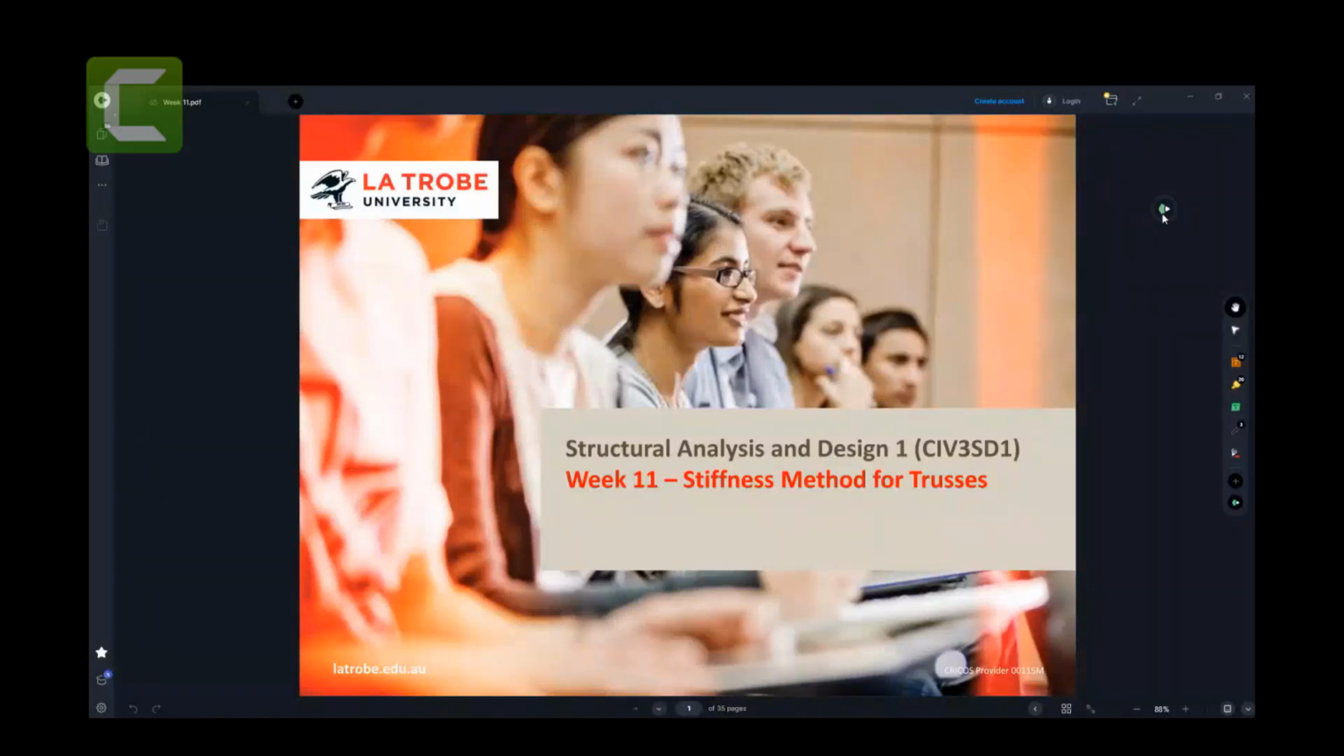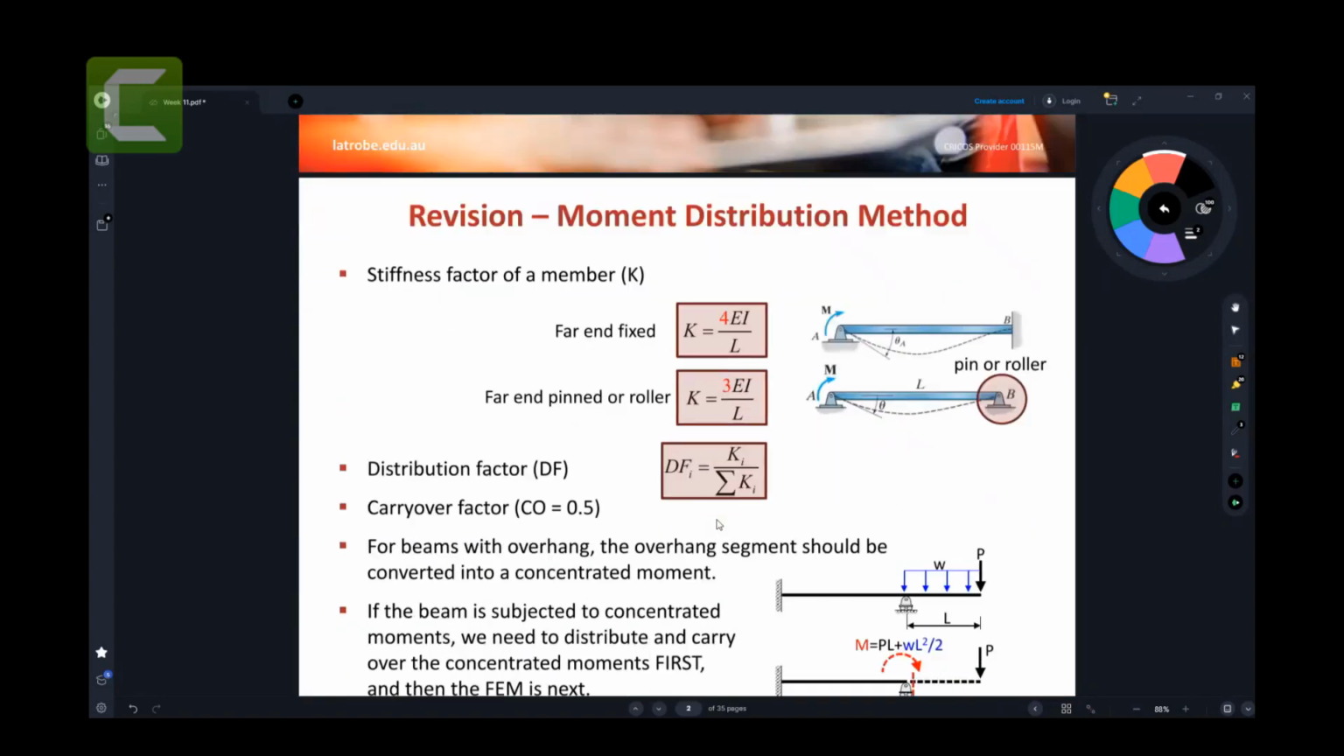Here we are on week number 11, stiffness method for trusses, right? So we're going to discuss the stiffness method for trusses.